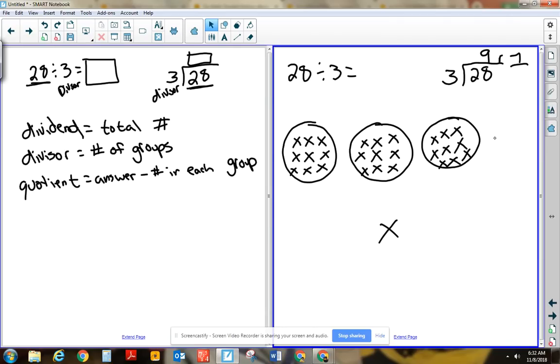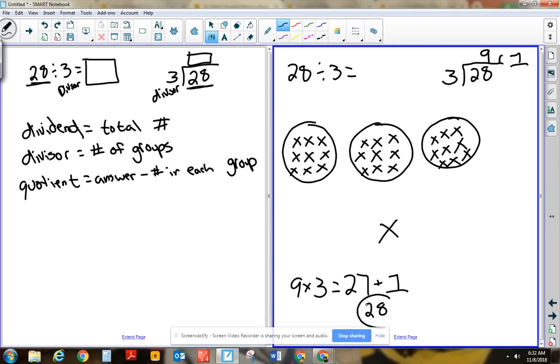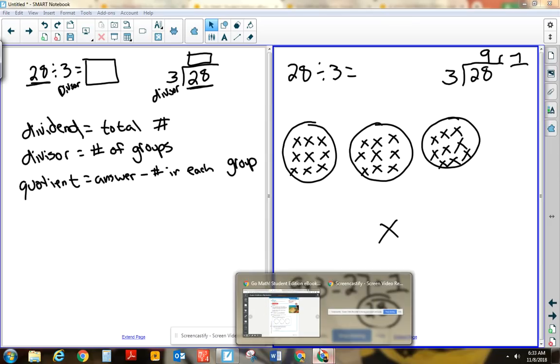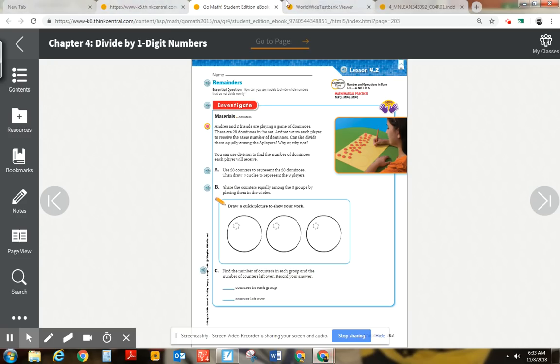Now I can connect this to multiplication this way. 9 times 3 equals 27, plus that 1 remainder gives me that 28 total. See? So we're going to take a look at a couple more problems here. And like always, ask me if you have questions. You can always rewind the video also.